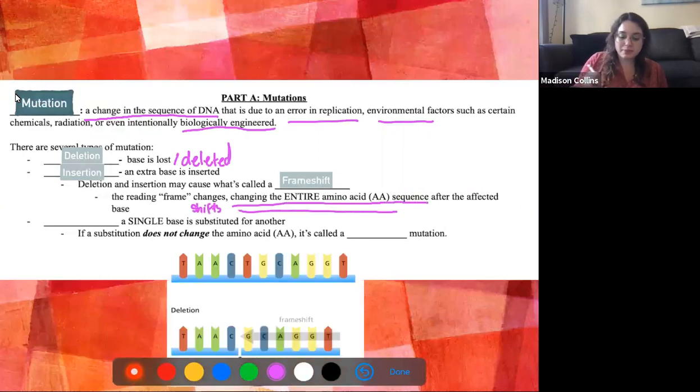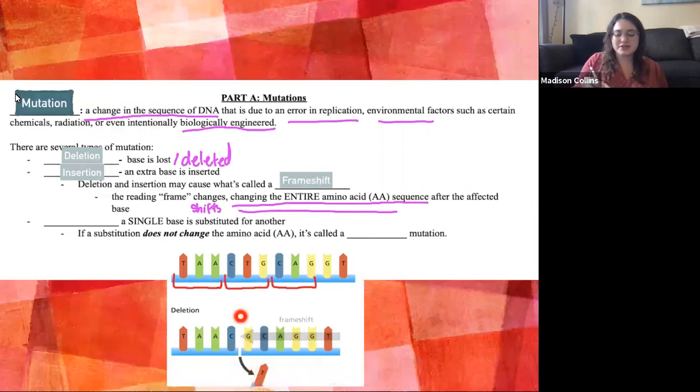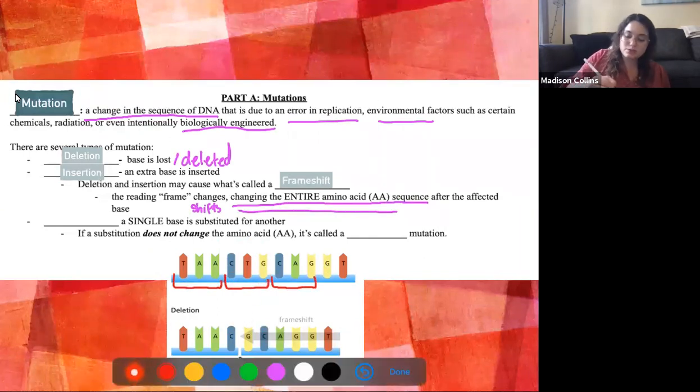So here at the bottom, this top strand is our original DNA strand. So I'm going to break that down into codons, right? Series of 3s. And remember, these codons are what code for amino acids. But then if there's a deletion, if this T base right here is deleted, let's see what happens to the rest of our codons. So our first codon stays the same. We still have TAA, but then look what happens here.